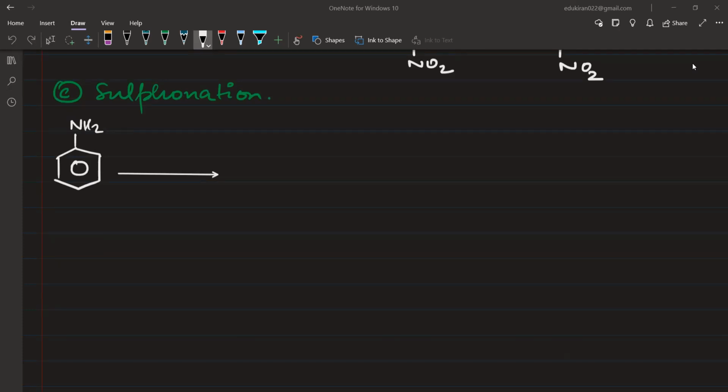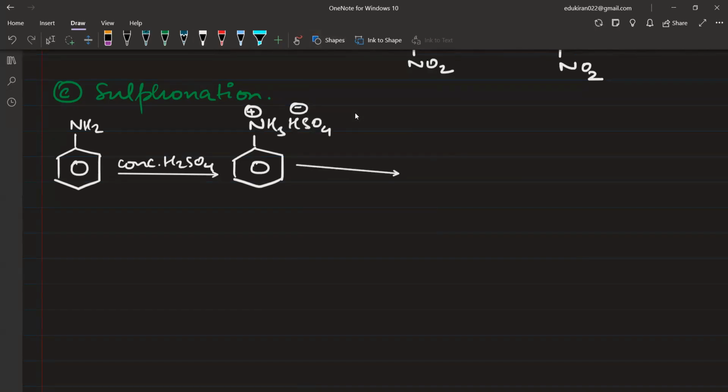In sulfonation, write concentrated H2SO4. First of all, you will get a salt. Nitrogen will get one, NH3 positive. Because it is concentrated acid, H plus will be there, and HSO4 negative. But after heating at high temperature, somewhere between 453 to 473 Kelvin, we get para substituted sulfanilic acid.